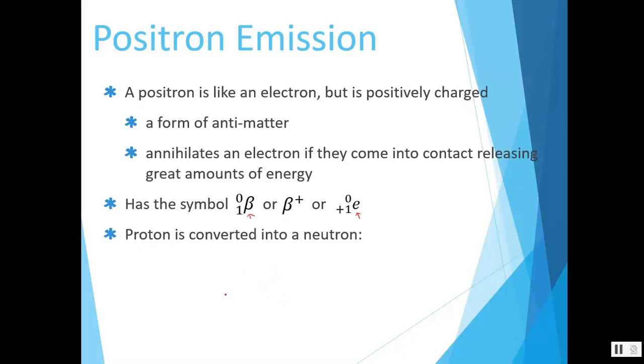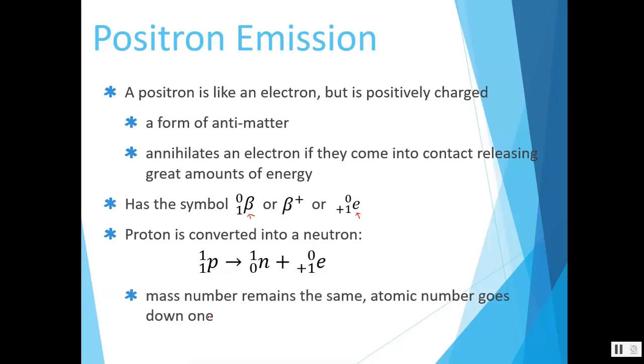Again, a proton gets converted into a neutron as that positron is emitted. So that proton, which has a mass of 1 and a charge of +1, releases that +1 charge, so you end up with a neutral neutron with a mass of 1. So what we see is the mass number is going to remain the same because there's no mass that's released, but our atomic number is going to go down by 1 as we convert one of our protons to a neutron.